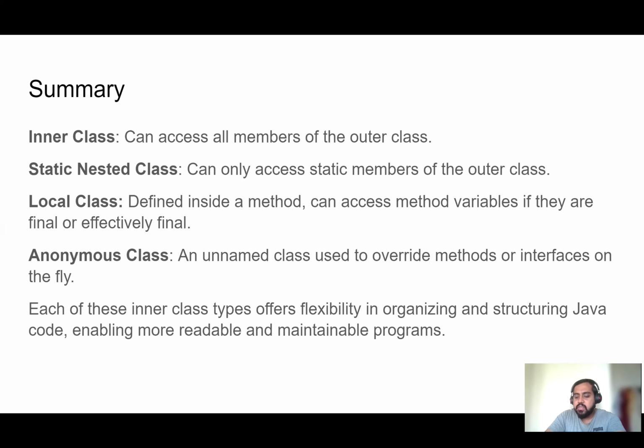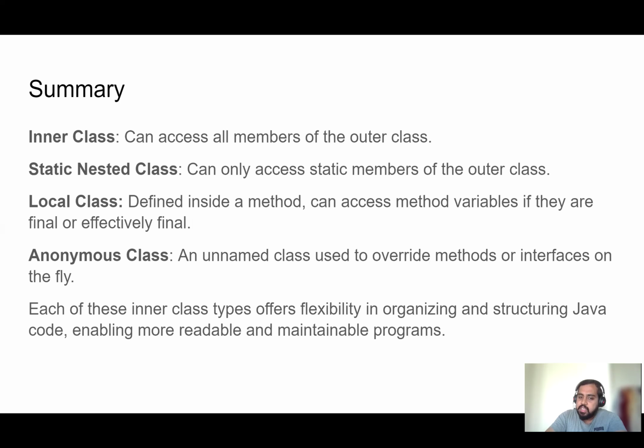And this class can access only the final or effectively final members of the method where it belongs. And anonymous classes are unnamed classes. As the name suggests, an anonymous class is a class without a name, and it is used to override methods or interfaces on the fly. On the fly, we can create objects.